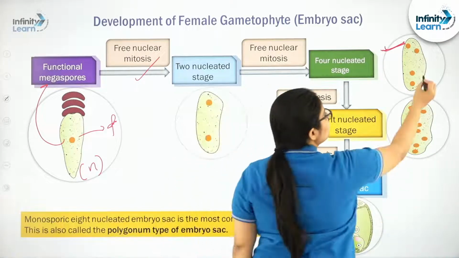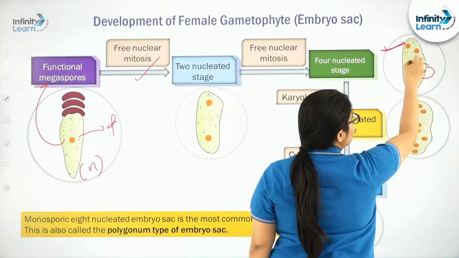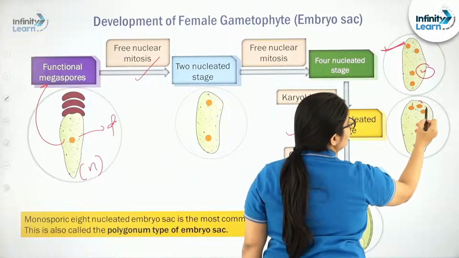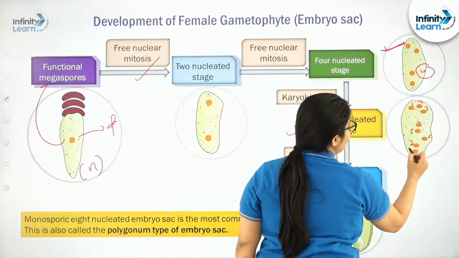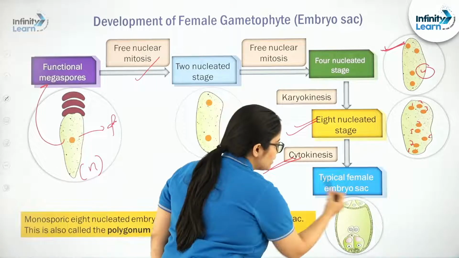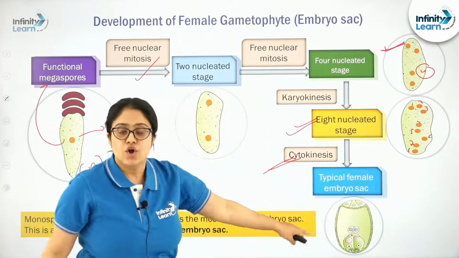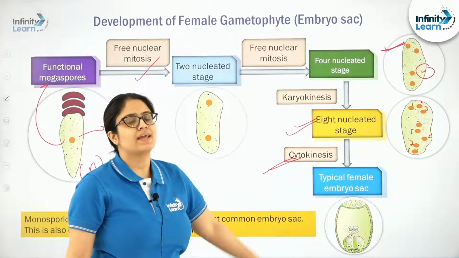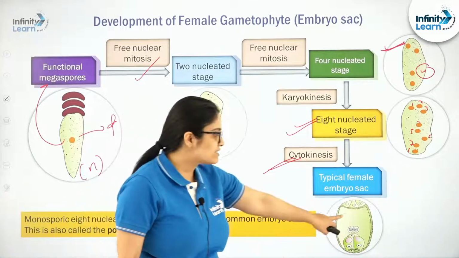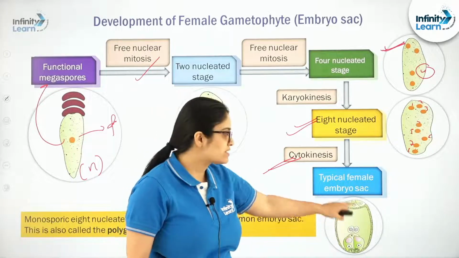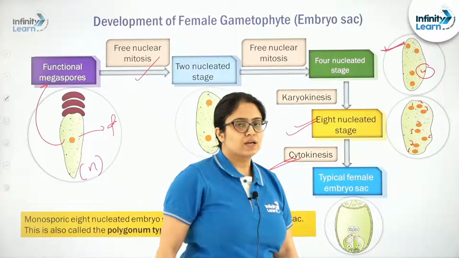Hence, from this 4 nucleated structure, they will convert into an 8 nucleated structure: 1, 2, 3, 4, 5, 6, 7 and 8. And finally, there will be cytokinesis and formation of a structure known as the embryo sac, in which there will be 7 cells and 8 nuclei, right? Because in the central cell there will be 2 nuclei, and the other 6 cells will possess a single nucleus.